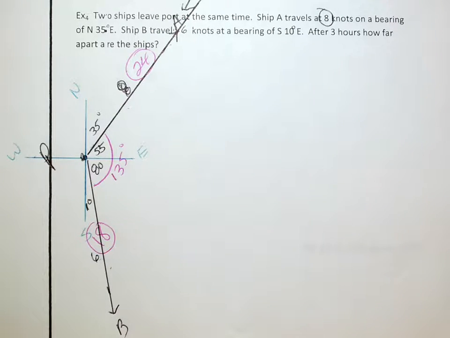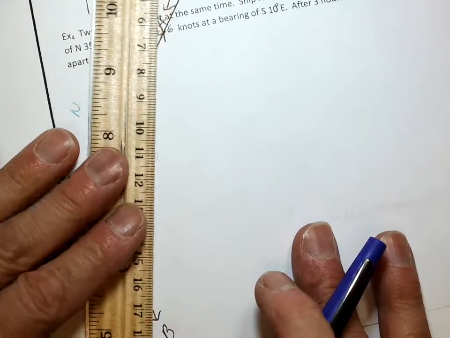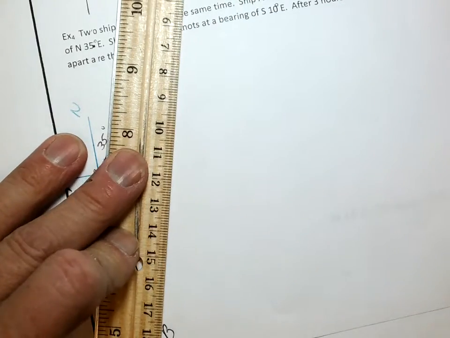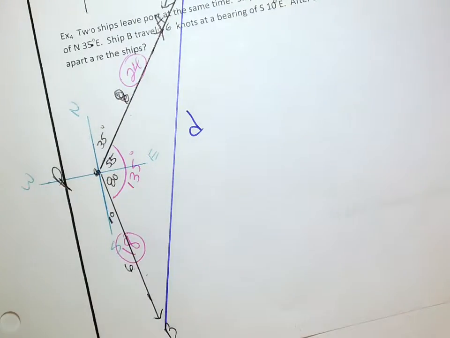Now, how far apart are they? Well, that's got to be this thing right here, okay? Call that D.